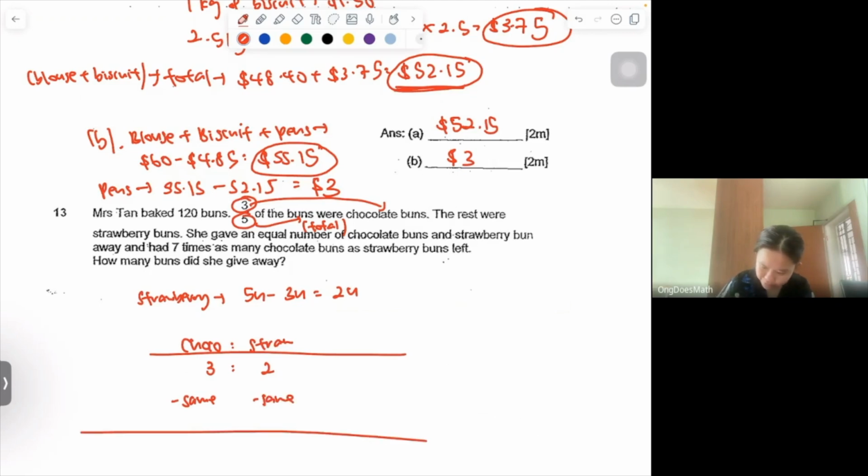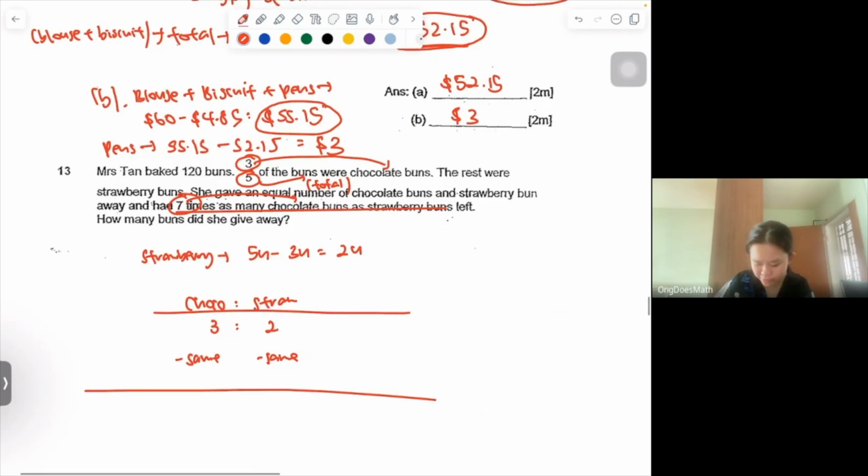And what do they end up? They end up with 7 times as many chocolate buns as strawberry buns, which means this 7 belongs to the chocolate and strawberry only has 1 unit. Okay, so this question actually tests you on the concept of differences being the same. So the differences should always be the same. I will tell you why later.